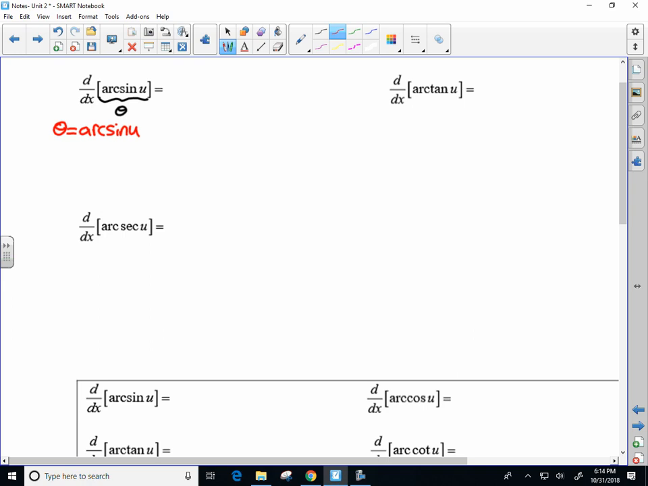All right. Now, this poses a pretty significant issue, because if I want to take the derivative of this, it would require me to know what the arc sine of u's derivative is. But I don't, so I can't do it that way. What I'm going to do instead is take the sine of both sides. So it's really the same as saying the sine of theta equals the sine of the arc sine of u.